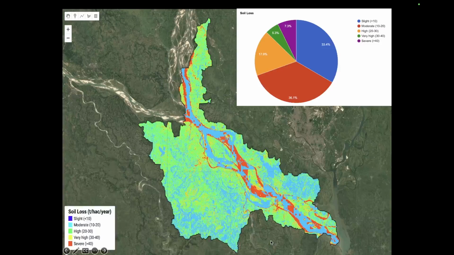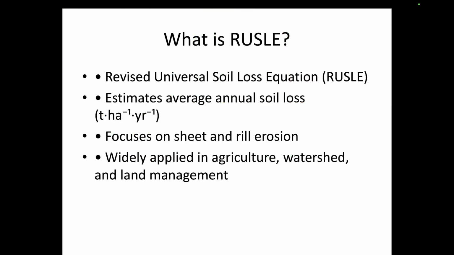And further we also compute the area. I'll also show you this process practically, so you can get the idea of how to apply soil loss estimation for any specific boundary. Now, the RUSLE model is the Revised Universal Soil Loss Equation. It estimates average annual soil loss in ton per hectare per year, and it mainly focuses on sheet or rill erosion. It is widely applied in agriculture, watershed and land management. We use this type of map.